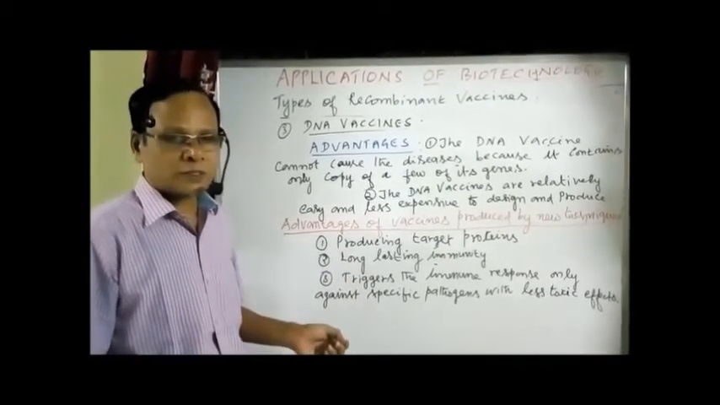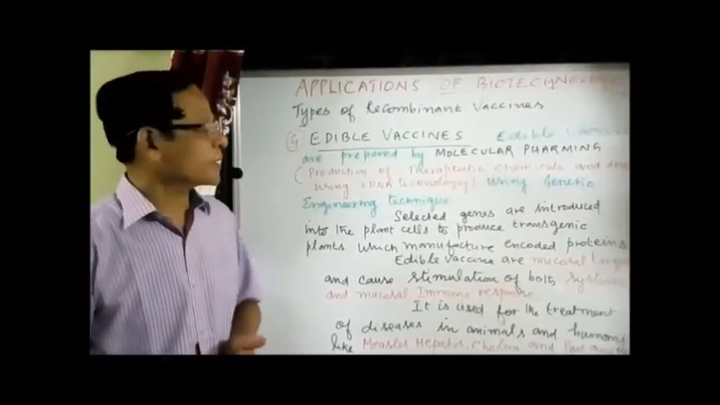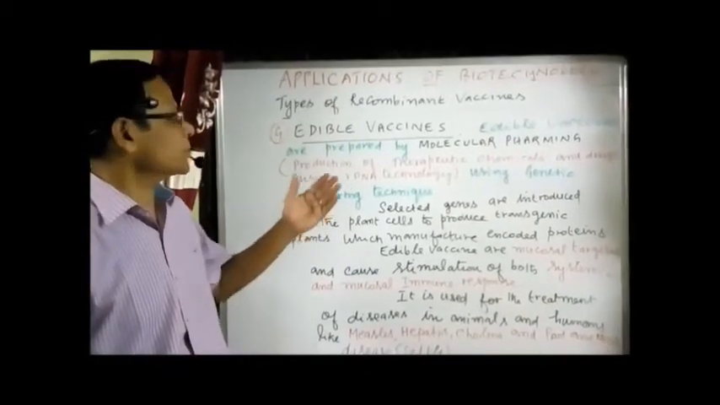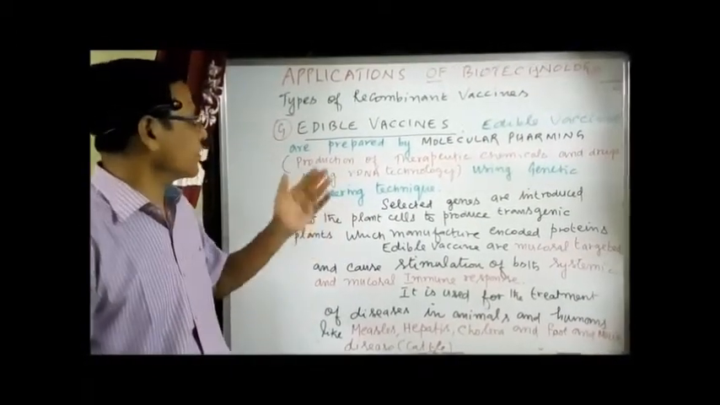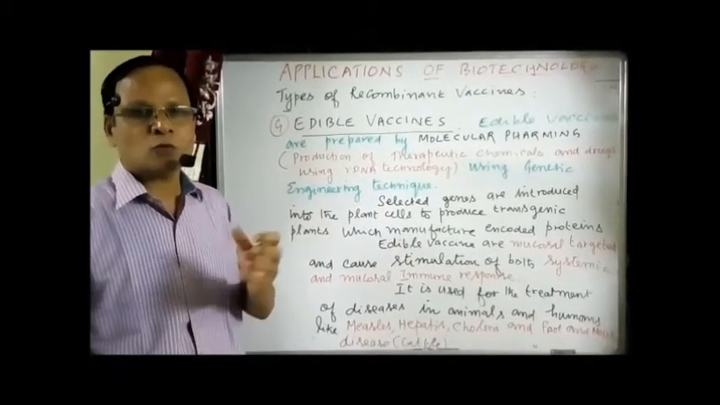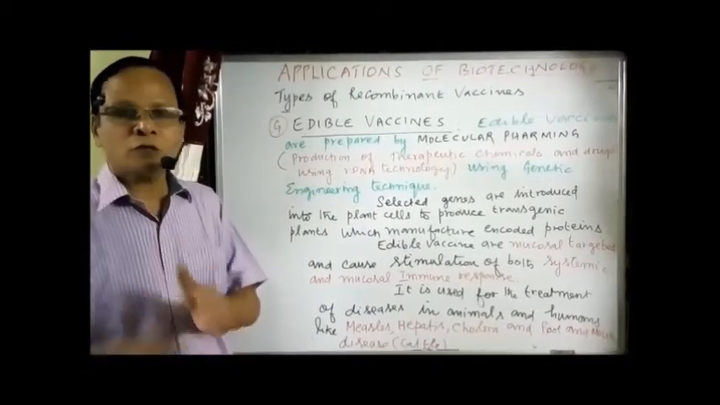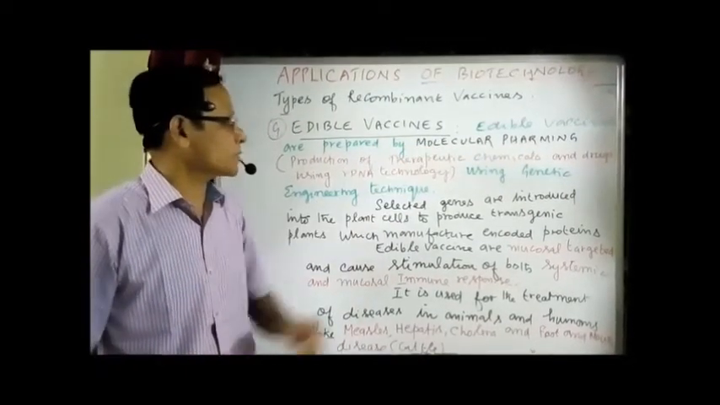We have just the next one, the last one, edible vaccines. The edible vaccines are prepared by the molecular farming method. What is molecular farming? The production of therapeutic chemicals and drugs, that is what we call the medicines, by using rDNA technology is what is known as molecular farming.